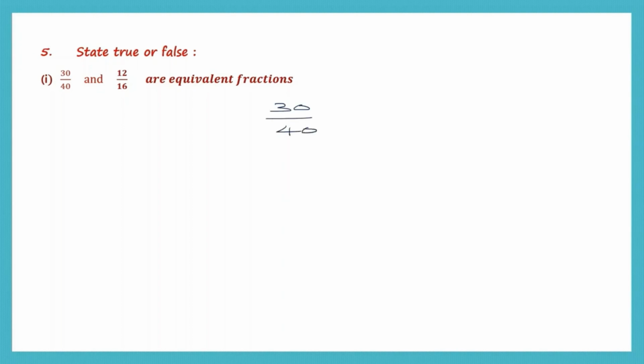Both are divisible by 10. So let's divide both by 10. So when you divide by 10, what do we get? 10 into what is 30? 10 threes are 30 and 10 fours are 40. So when we reduced this, we got 3 by 4. Now let's take the other one, 12 by 16.